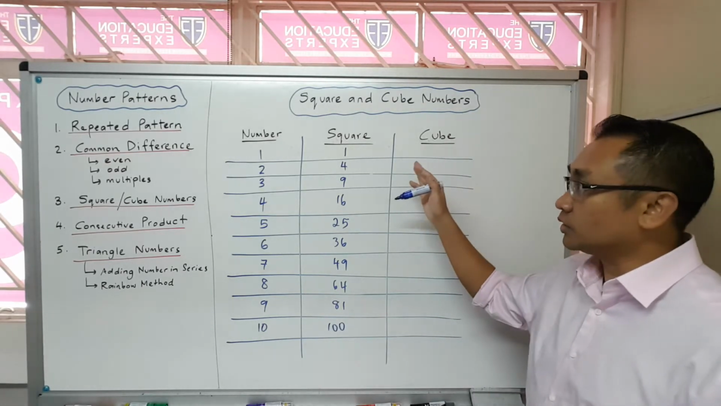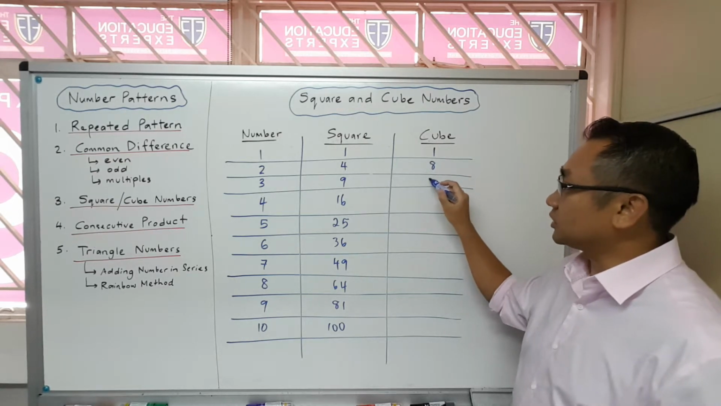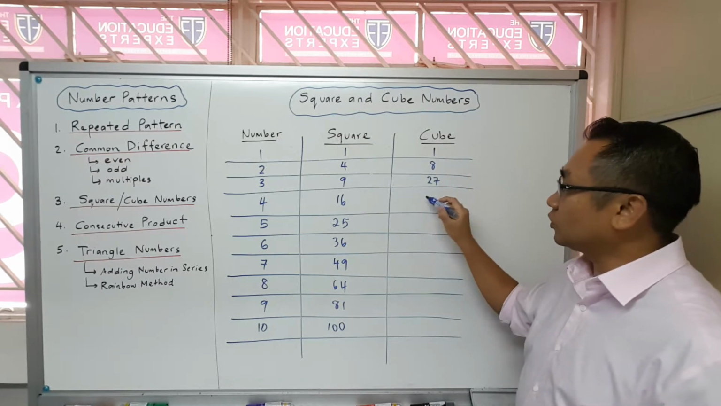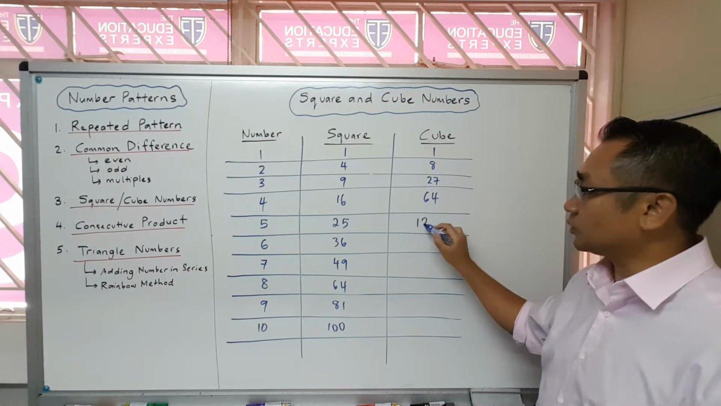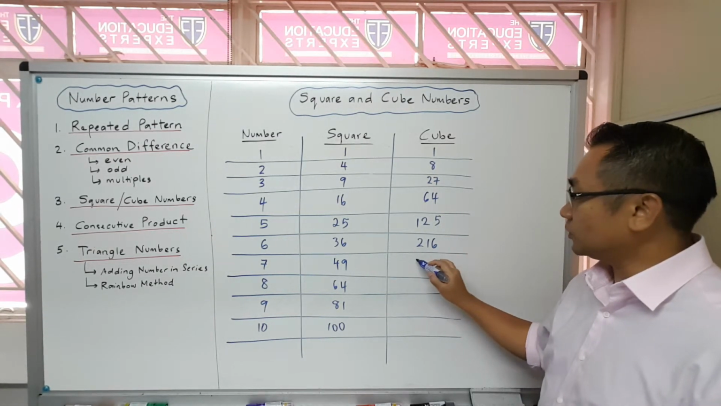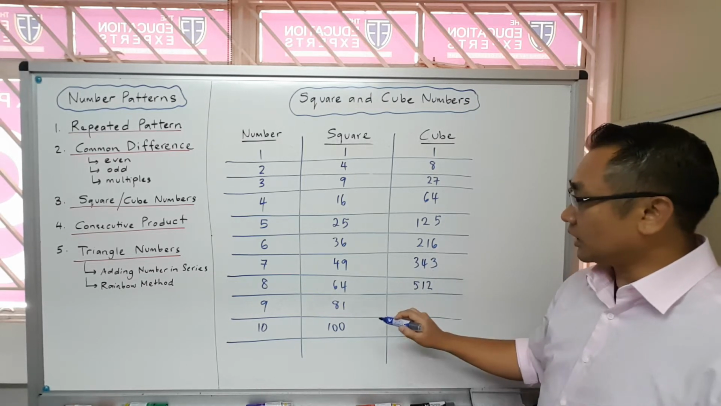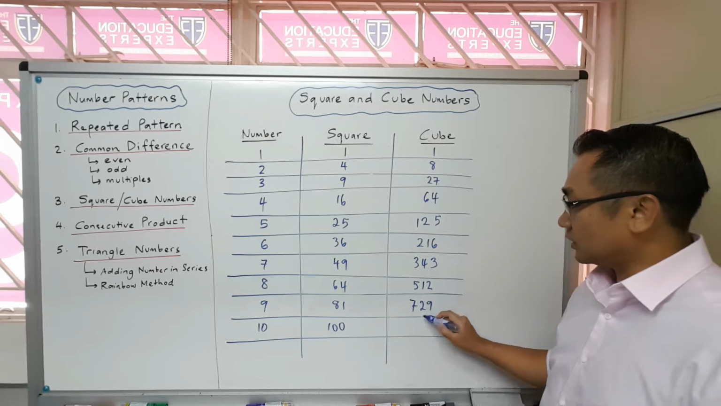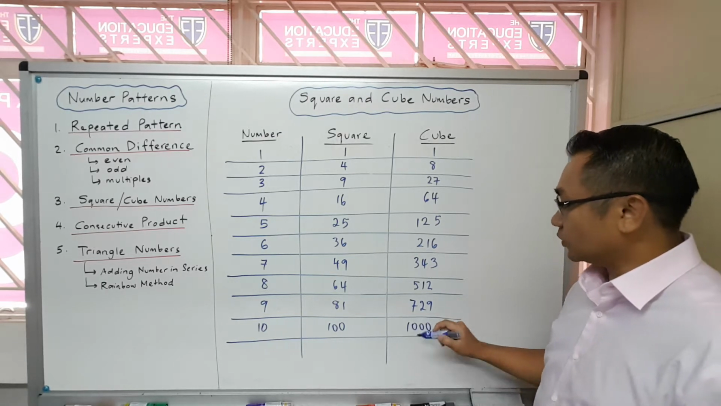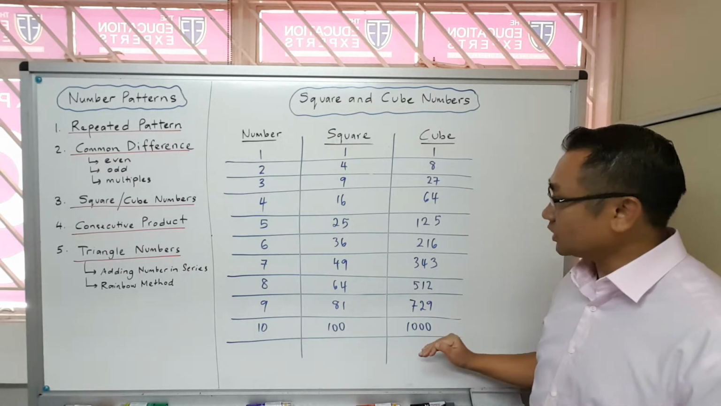For cube, 1 times 1 times 1 is 1, 2 times 2 times 2 is 8, 3 times 3 times 3 is 27, 4 cube is 64, 5 cube is 125, 6 cube is 216, 7 cube is 343, 8 cube is 512, 9 cube is 729, and 10 cube is 1000. Yes, I have memorized my cube numbers. That's why I can do this quickly.